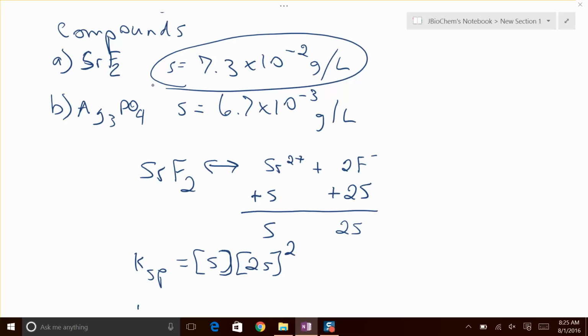You want it to be in moles per liter to be able to use it here, because concentration here means what? Big M molarity, right? So we have to have it in molarity, which is easy to do by simply converting from grams to moles.